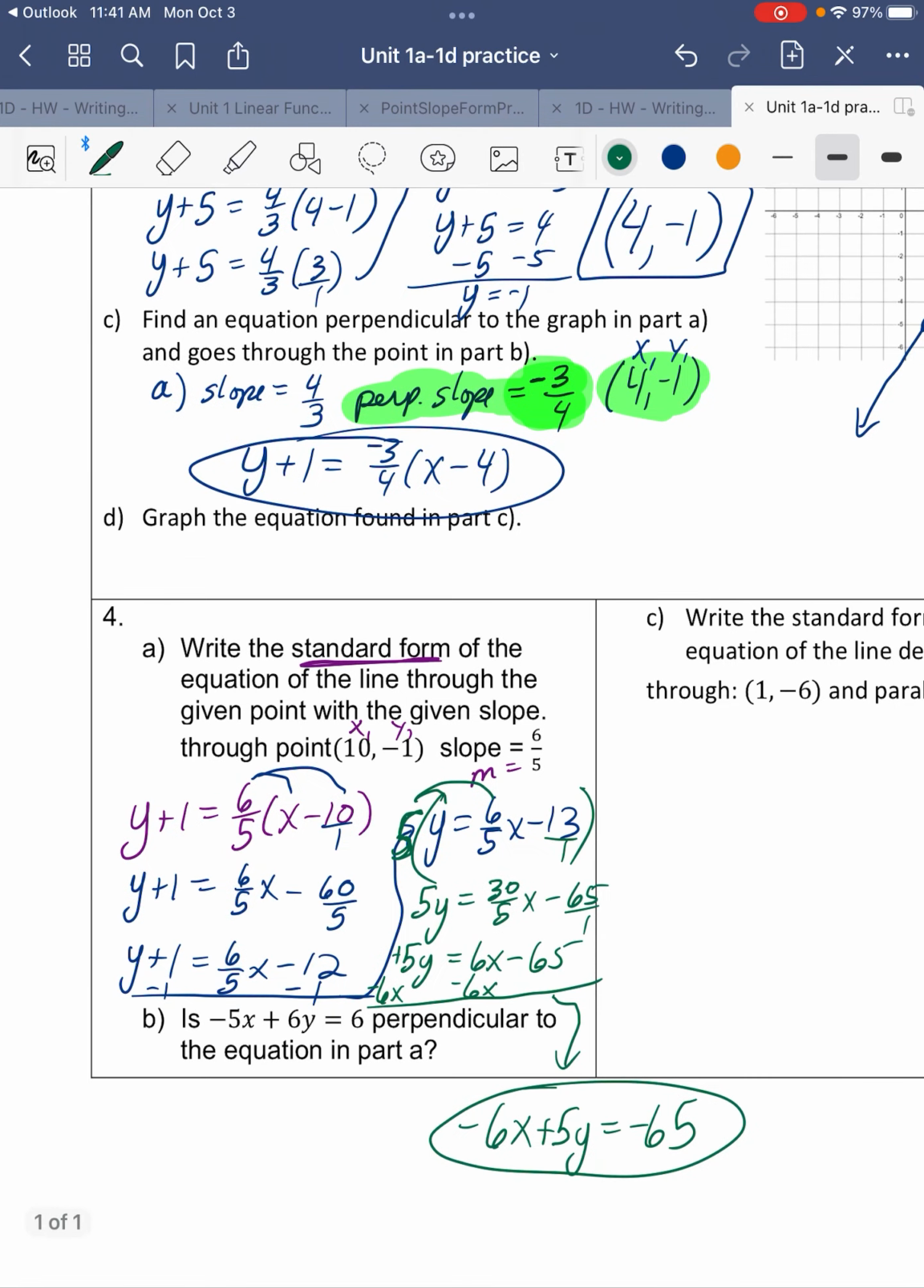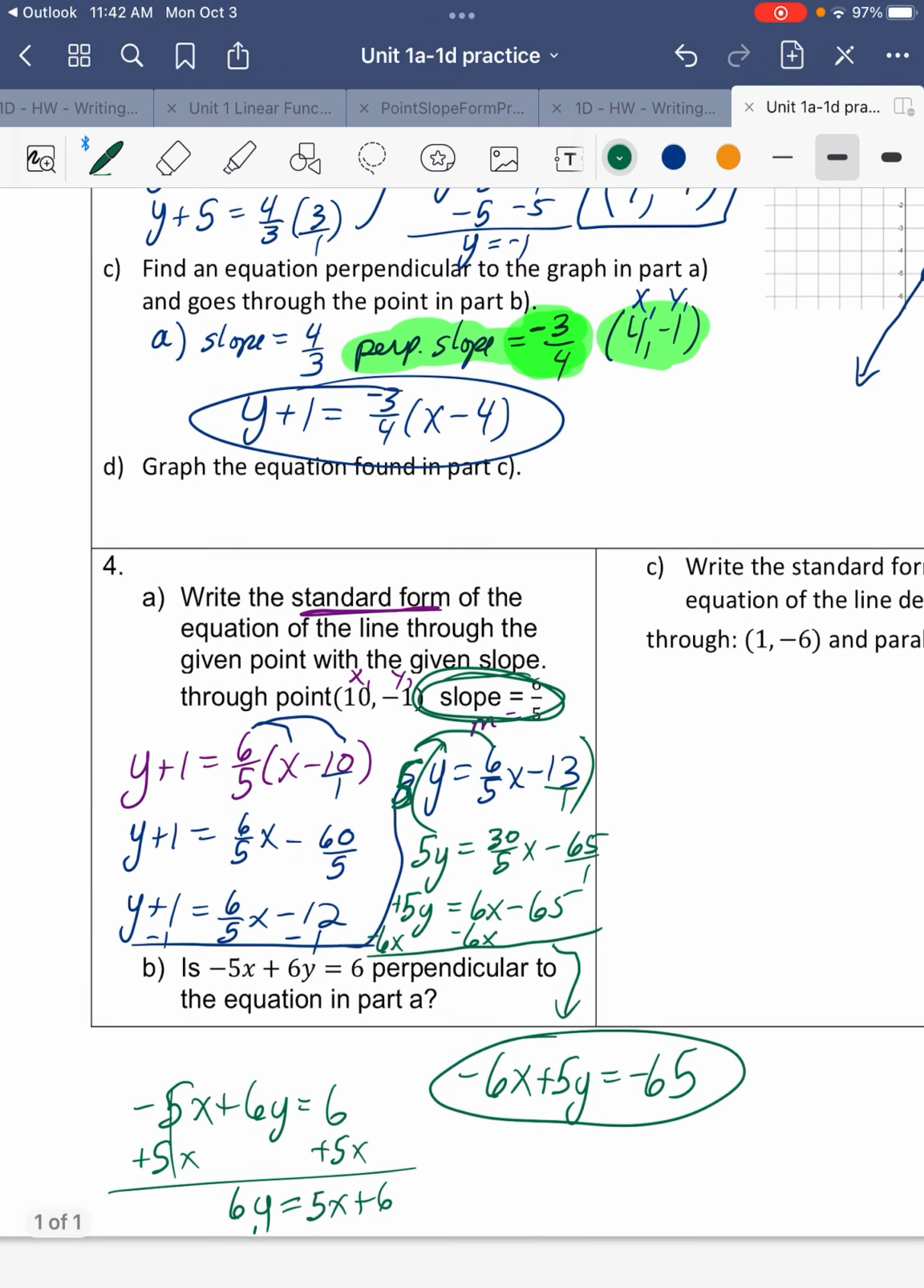Now for part B, is -5x plus 6y equals 6 perpendicular to the equation in part A? Let's see. You have to figure out the slope. So the slope in part A is 6/5. That's what it says here. Slope is 6/5. So I'm going to get it into y equals mx plus b.